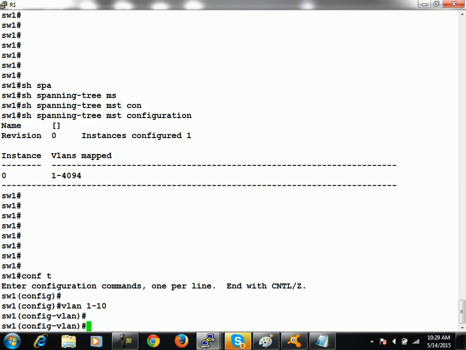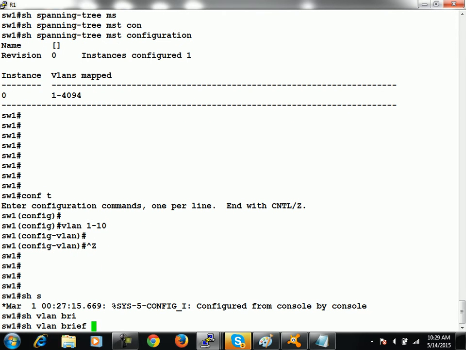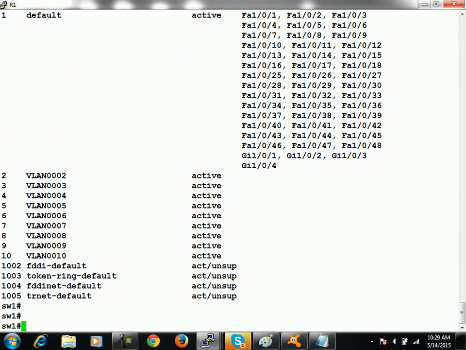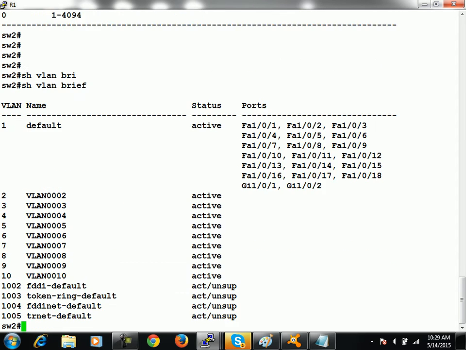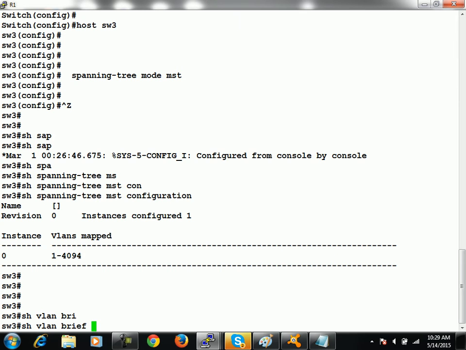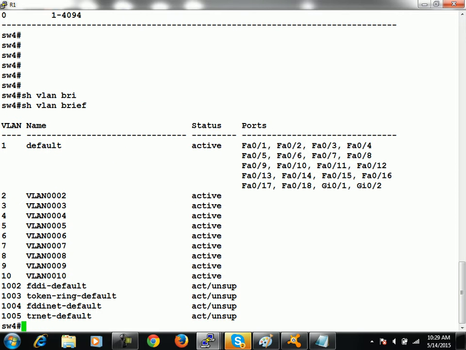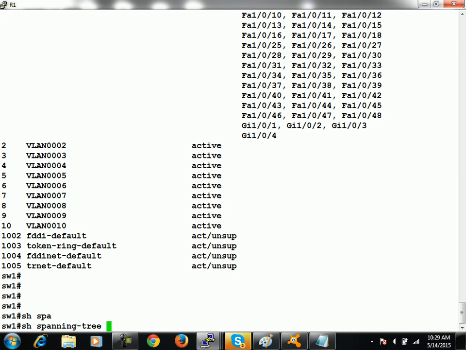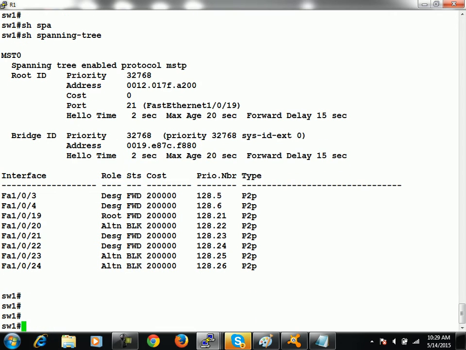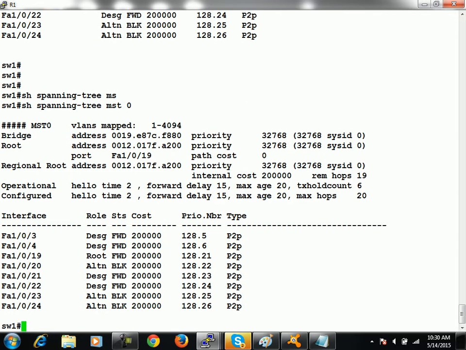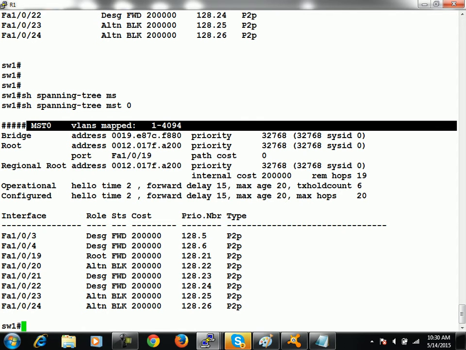Let's create some VLANs. Show VLAN brief. How many VLANs are there? Let's move on to the next switch, show VLAN brief. Then all these 10 VLANs must also be present on switch 3 as well as switch 4. So these 10 VLANs exist on all 4 switches, but still you will see that there will be only a single instance of STP for all 10 VLANs. Let me show you. Show spanning-tree MST 0. And if you say show spanning-tree MST 0, it will also show you that VLANs from 1 to 4094 are mapped into this MST instance 0. So by default it works the same as CST does.